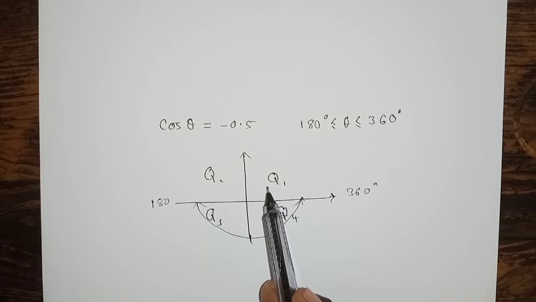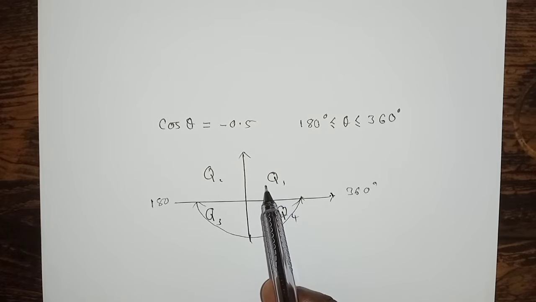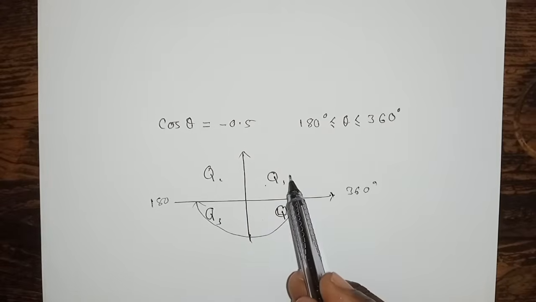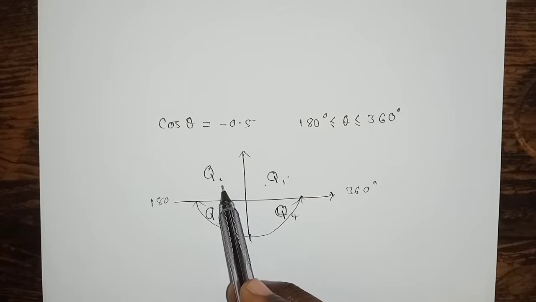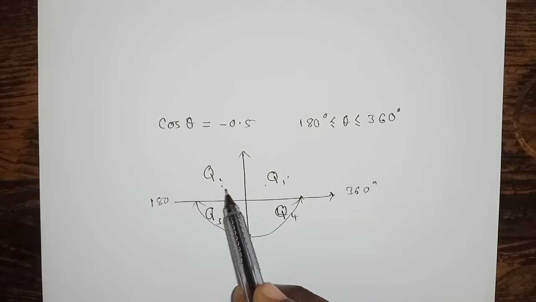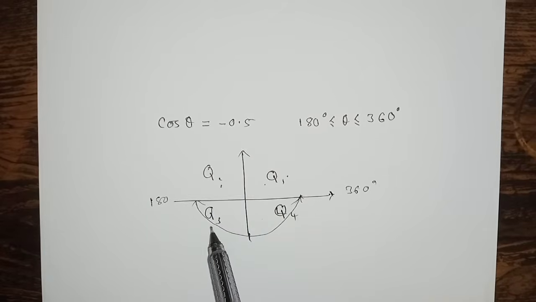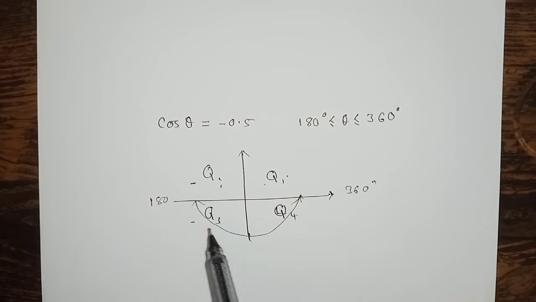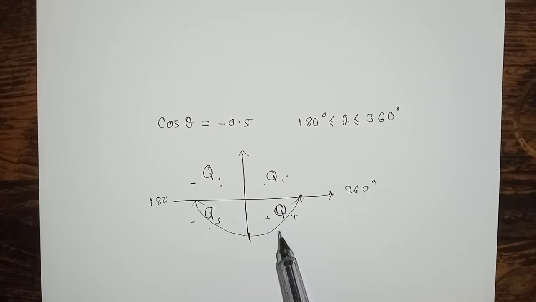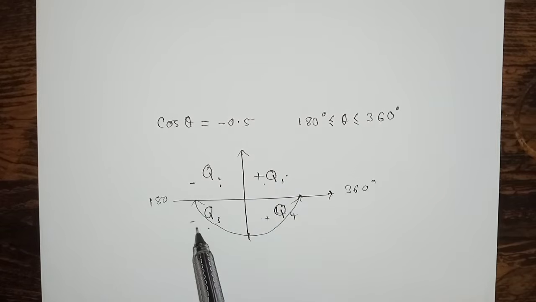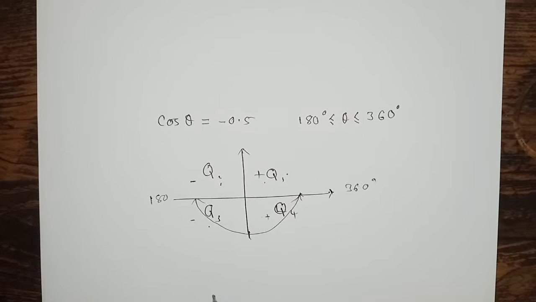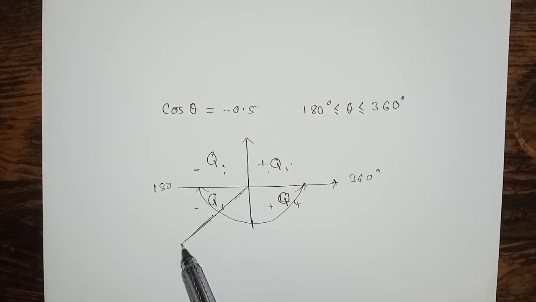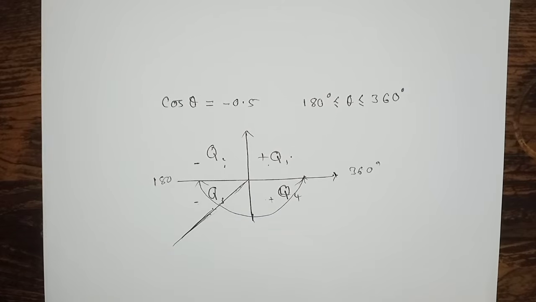So you can use the mnemonic, like, All Students Take Calculus. So here cos is positive, here it's negative, here it's negative. So our solution must be where I'm putting a minus, or here it's positive. This is positive, negative, negative, positive for cos. Okay, so meaning our answer will be somewhere here. This is where our answer will be.